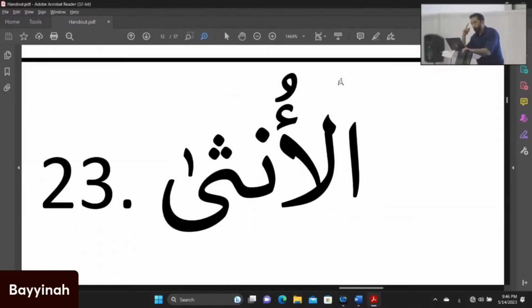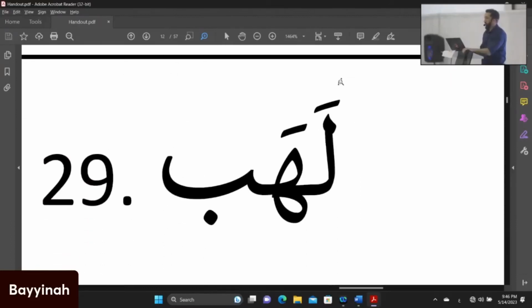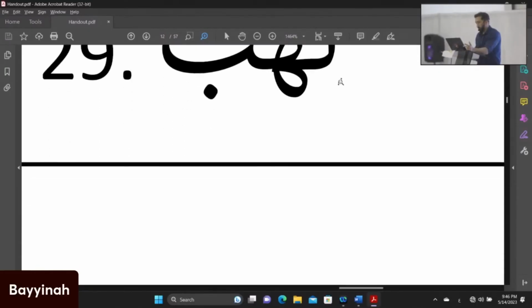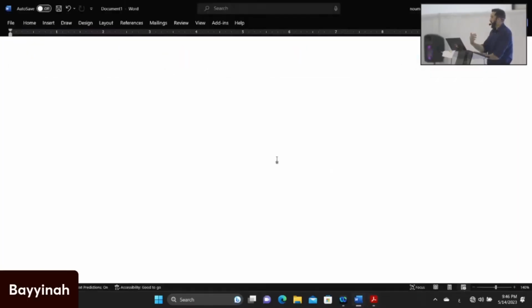Al-untha. Why is it non-flexible, everyone? Ends with alif. Love it. So give me the three. Al-untha, al-untha, al-untha. Wonderful. Lahab, flame. Fully flexible. Lahabun, lahaban, lahabin. Good job. Okay. Yesterday I made you memorize something. What did I make you memorize?